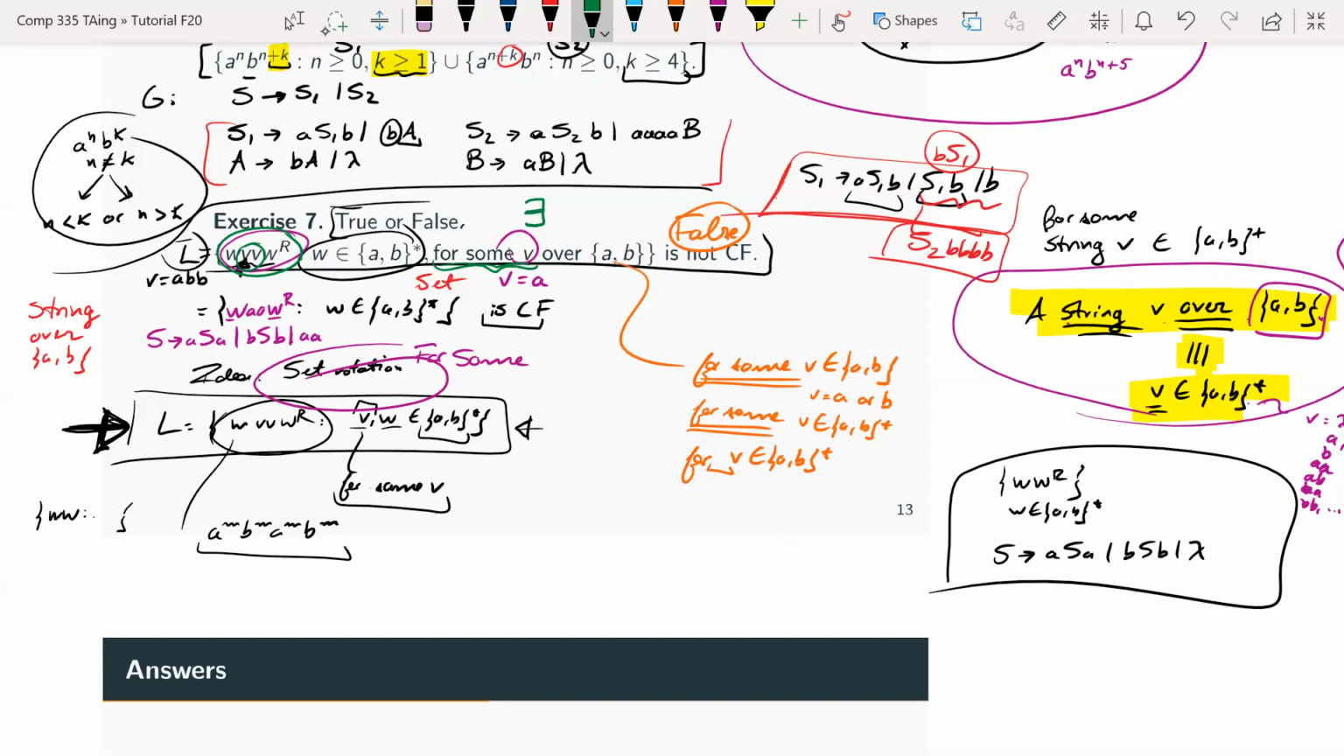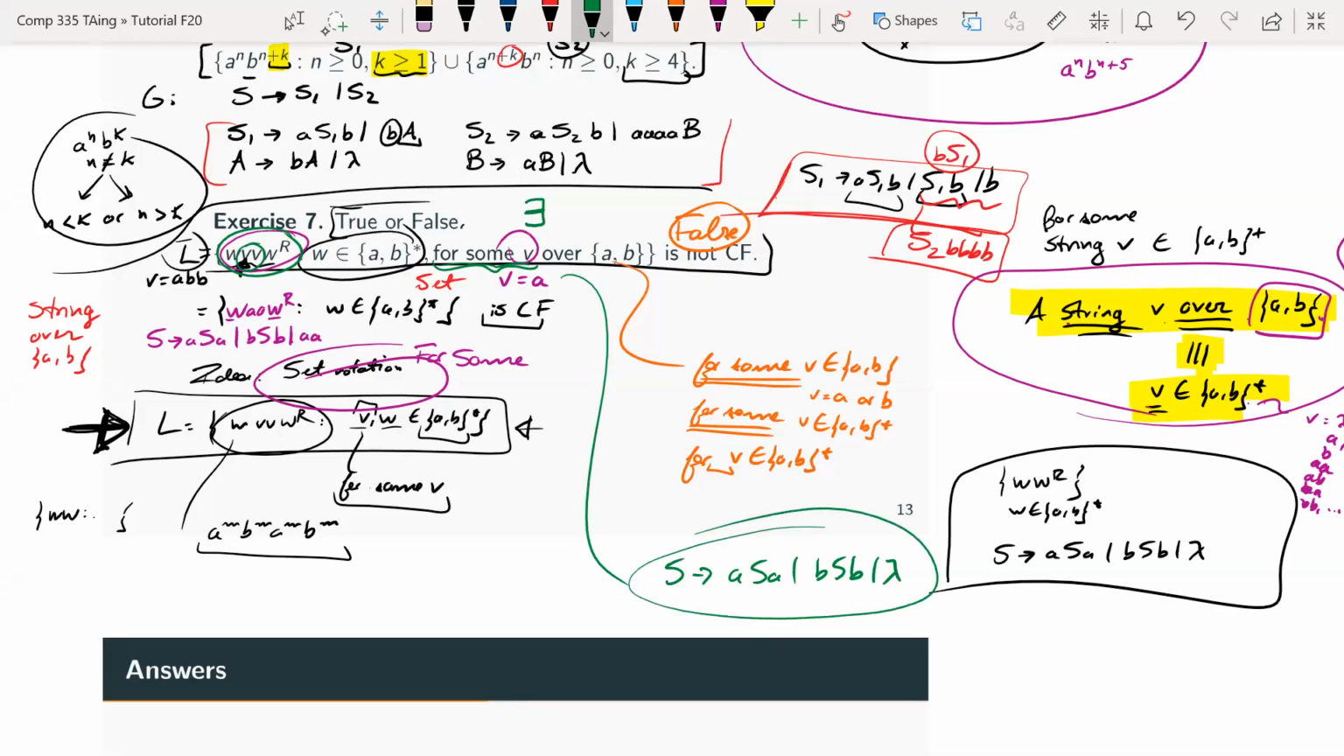It's essentially giving you the benefit of the doubt. Let's say I create a context-free grammar for this language: S equals ASA, BSB, and lambda. This is in fact a context-free grammar that generates this language if V is equal to lambda. Remember the definition of a context-free language: if there exists a context-free grammar that generates the language, then it is context-free. By setting V to lambda, I get a context-free language, so L is context-free.